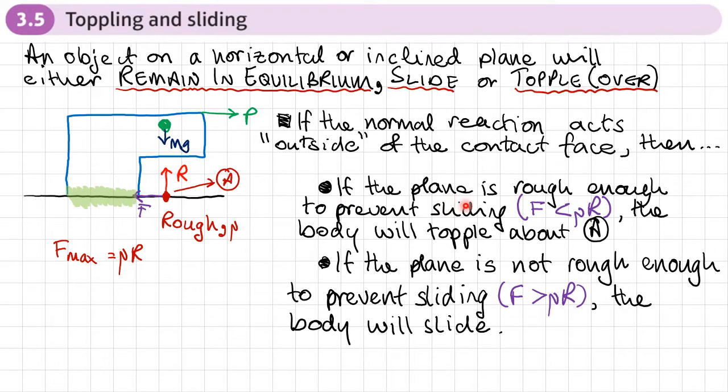If the plane is rough enough to prevent sliding, that is that F is less than mu R, the body will topple about A, and A will be the same point as before, just correcting my diagram, so it'll be there. And if the plane is not rough enough to prevent sliding, that is F is greater than mu R, then the body will slide.